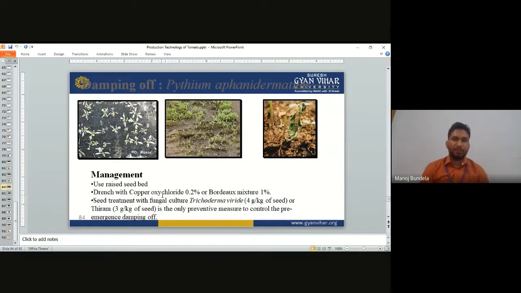PTM is the major problem. So we can use raised beds and drench with copper oxychloride or Bordeaux mixture. We can use any fungicide, or seed treatment with fungal culture. We can treat the seed with thiram at 3 gram per kg of seed, which prevents pre-emergence damping off. So this is called pre-emergence damping off. It is mainly controlled by using fungicides like thiram at 3 gram per kg of seed.